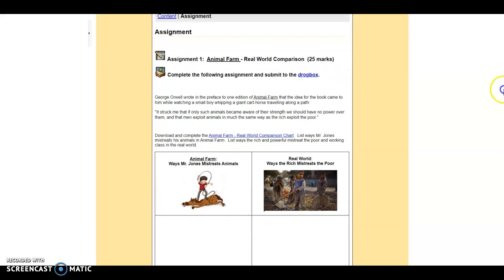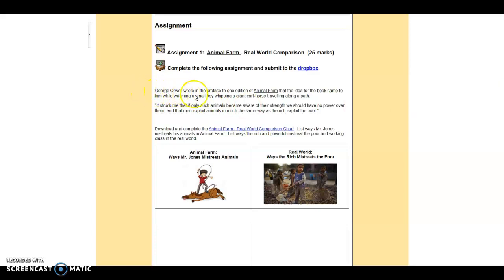If we take a look, it says George Orwell wrote in the preface, so in the introduction, to one edition of Animal Farm, that the idea for the book came to him while watching a small boy whipping a giant cart horse traveling along a path. And this is the exact quote that he said. It struck me that if only such animals became aware of their strength, we should have no power over them, and that men exploit animals in much the same way as the rich exploit the poor.